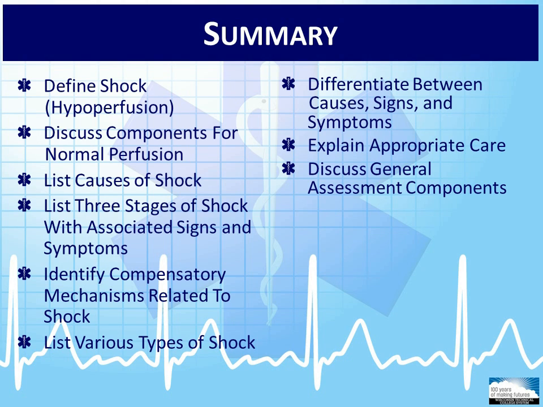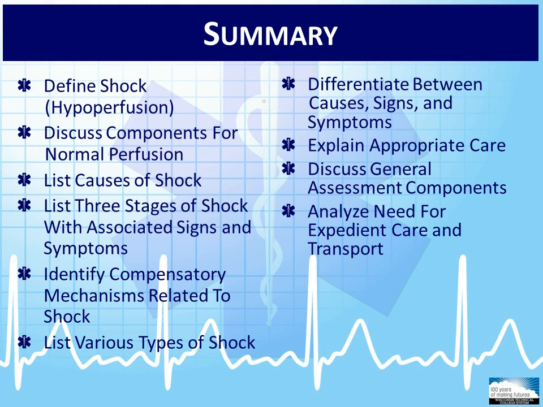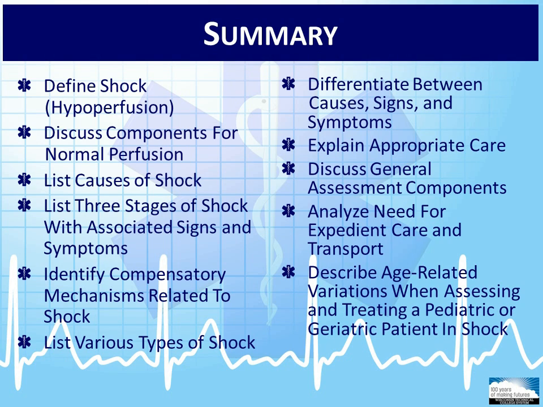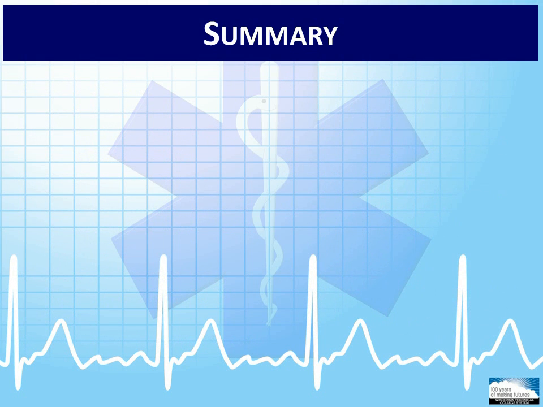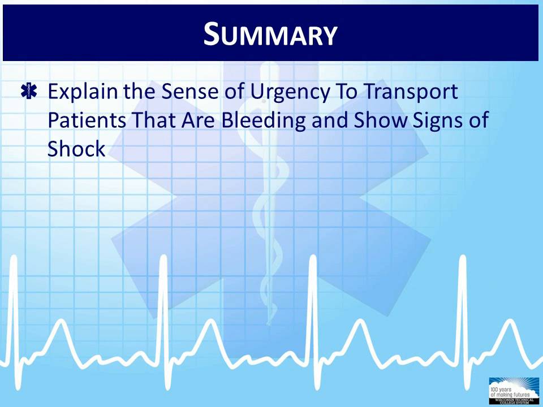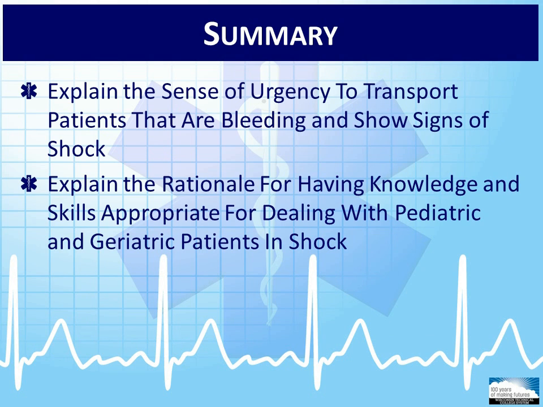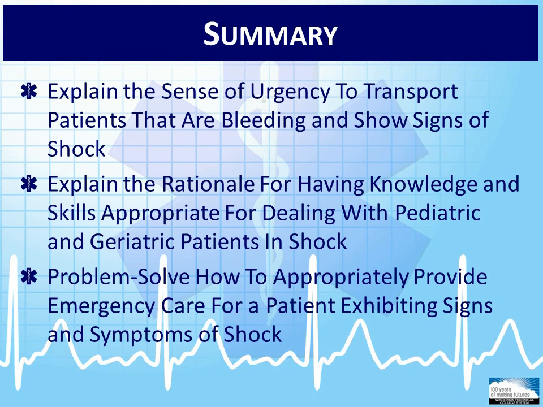Discuss general assessment components of adult and pediatric patients. Analyze the need for expedient care and transport of shock patients. And describe age-related variations when assessing and treating a pediatric or geriatric patient in shock. You should also be able to explain the sense of urgency to transport patients that are bleeding and show signs of shock. Explain the rationale for having knowledge and skills appropriate for dealing with pediatric and geriatric patients in shock. Problem solve how to appropriately provide emergency care for a patient exhibiting signs and symptoms of shock.